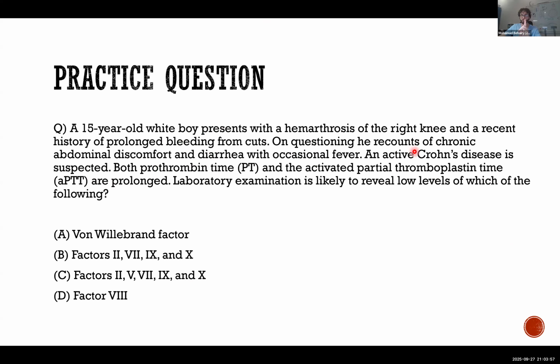So you have to remember what factors will be affected with Crohn's disease, what factors will be affected with PT and APTT when they are both abnormal. Add the factors together and tell me what you get.